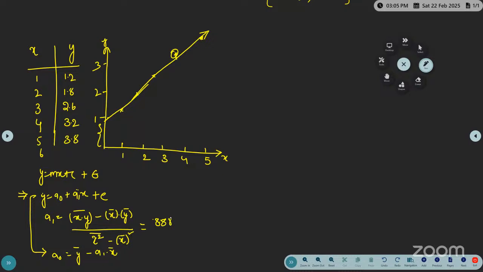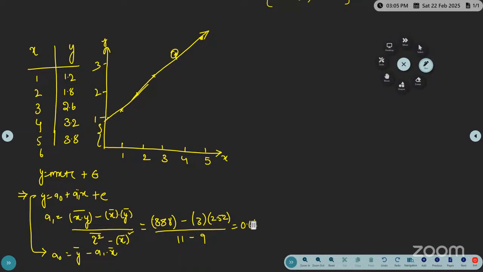8.88, which is XY bar, minus 3, which is X mean, 2.52, which is Y mean, by X square mean, which is 11, minus X mean whole square, which is 9. So this value becomes 0.66. So 0.66 is your A1 value.